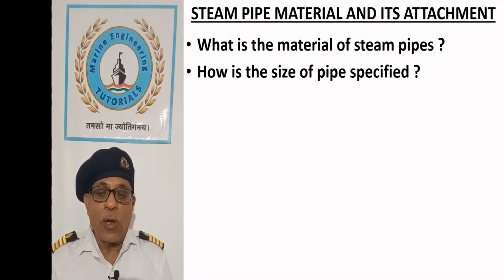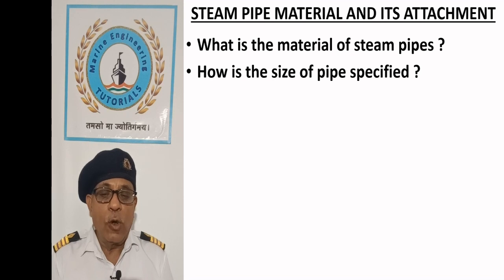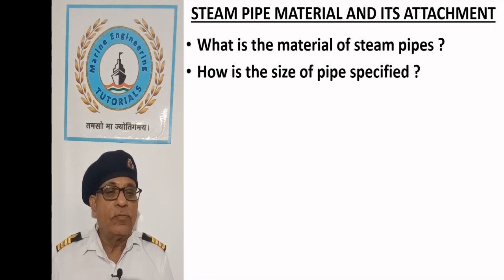For high pressure boilers, superheated steam pipes of schedule 160 are used, which are made up of heat resisting alloy steel containing chromium and molybdenum. These are suitable up to 550 degrees Celsius.